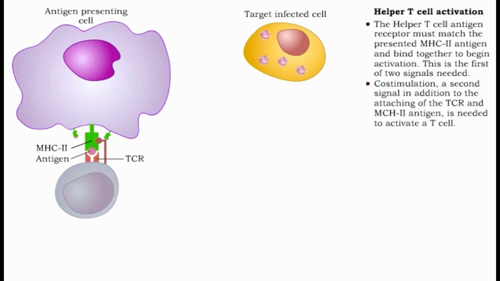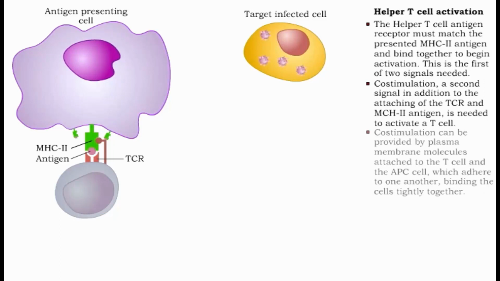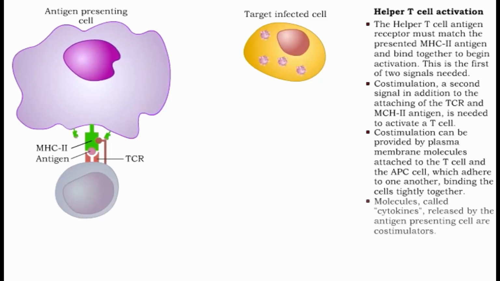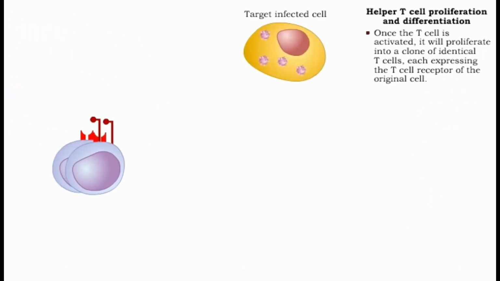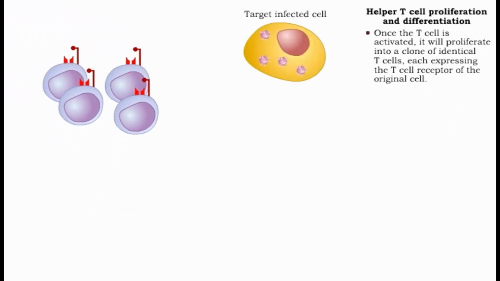A second signal, known as co-stimulation, must also occur. Pairs of molecules attached to the membranes of the T cell and the APC cell help bind the cells tightly together and can provide co-stimulation. Cytokines, small protein hormones, are released by the antigen-presenting cell and are co-stimulators. Once the T cell is activated, it proliferates into clones of itself.